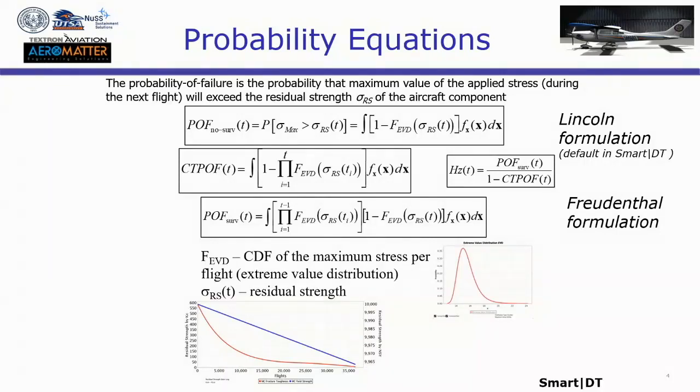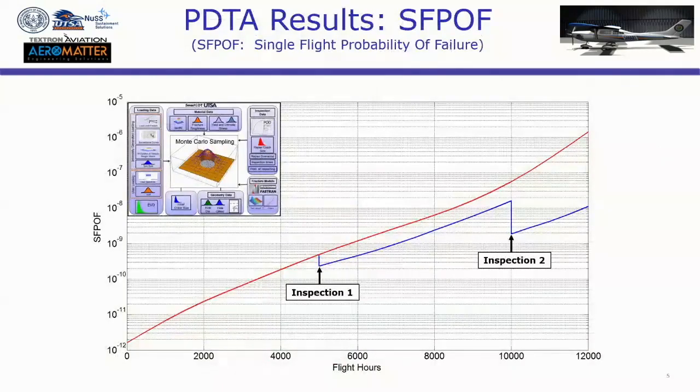This is the equation that we are solving to do a single flight probability of failure, and then there are different variations. You can get the hazard rate, or you can get the cumulative total probability of failure, and use all this information within the analysis. So again, at the end, what is the main result that we want? We want the single flight POF without and with the effect of the inspections. Some of the analysts and engineers look at the cumulative total probability of failure, and we also output that one as well, okay?